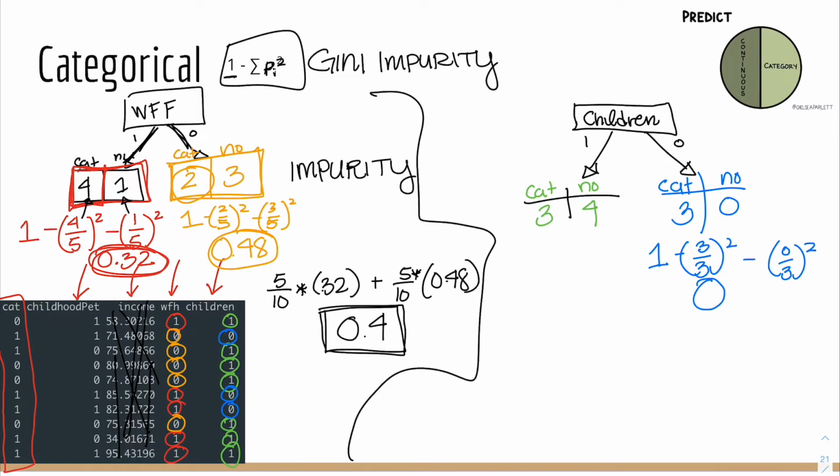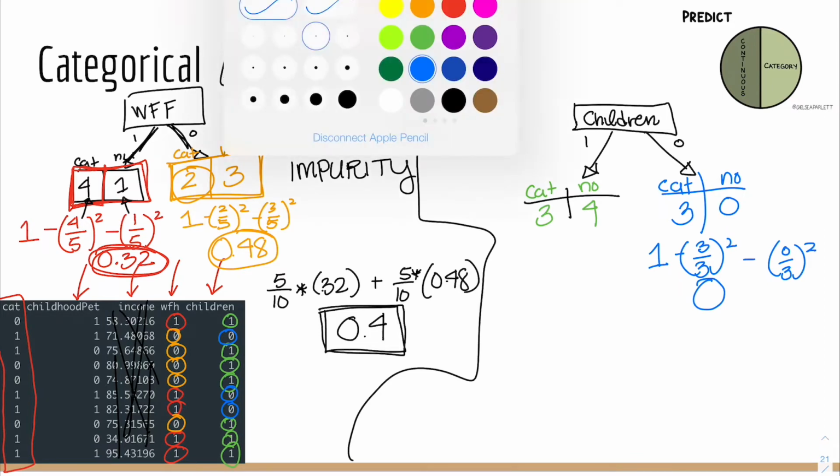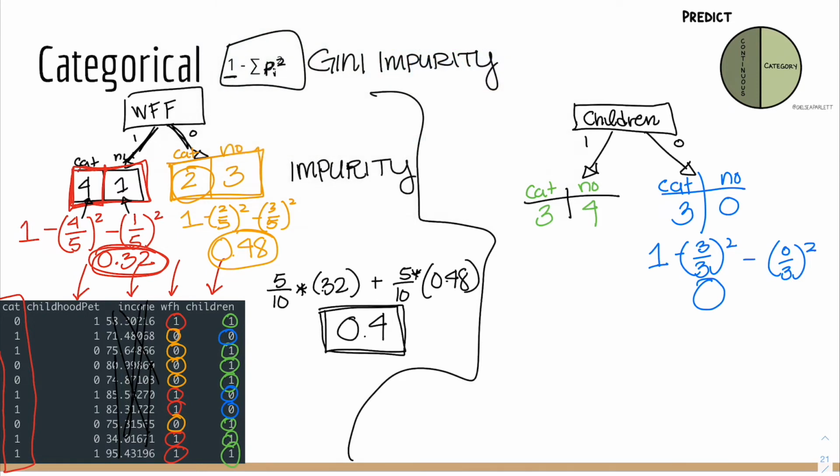And remember, we want to reduce impurity. The ideal situation would be that we would perfectly classify people by the end of our tree. And so it makes sense that impurity is low when we have all of one category in one node. However, we also have another node. So let's calculate the impurity here.